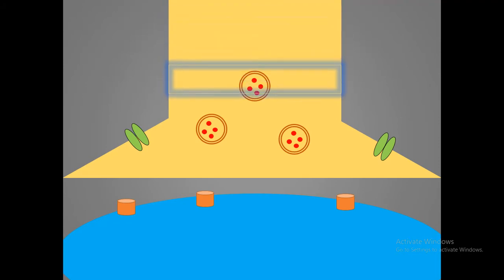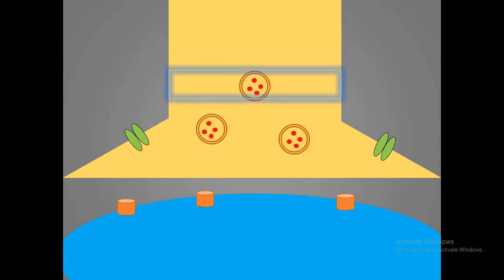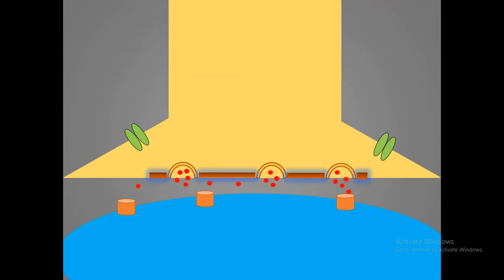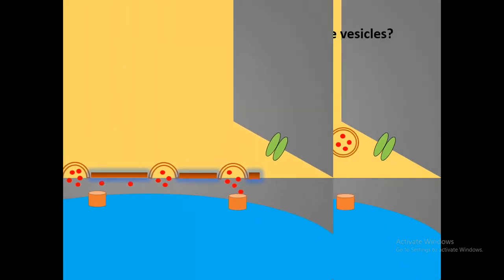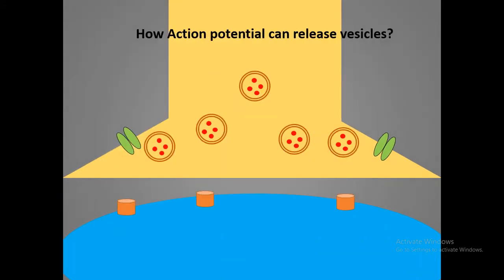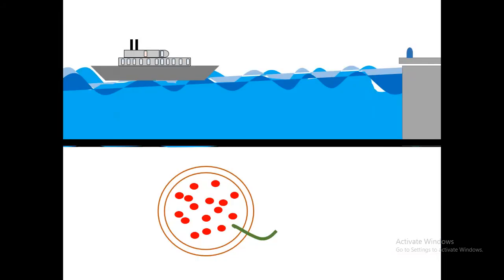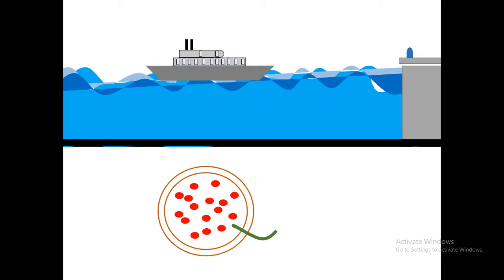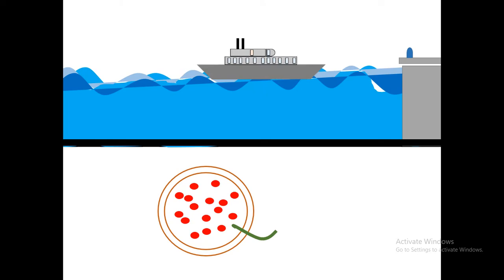Here the action potential, which is flowing down the nerve terminal, is causing vesicle release in the synaptic cleft. But how this action potential can cause vesicle release is the question. So synaptic vesicles filled up with neurotransmitter are just like a ship trying to dock to the port. And when the ship comes closer to the port, it would throw its anchor and thereby it can dock.